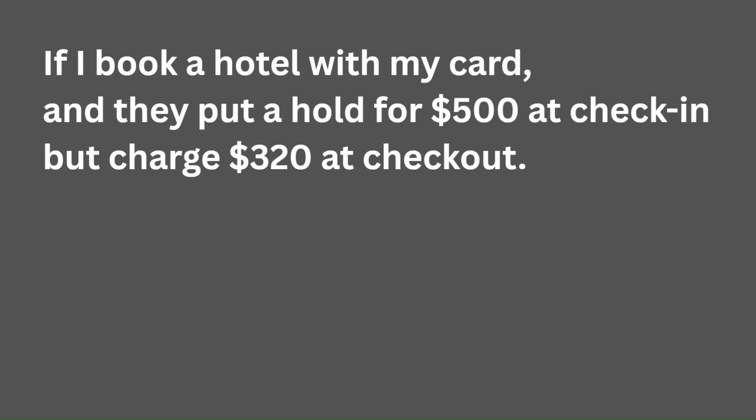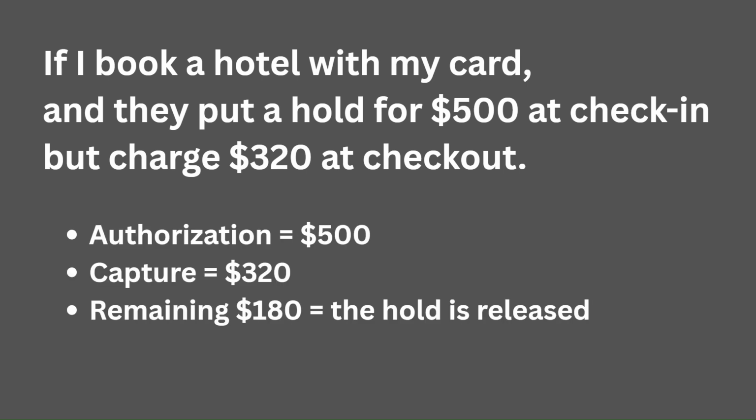Now here is another scenario. Say I book a hotel with my card and they put a hold of $500 at check-in, but I get charged $320 at checkout. So try to understand what is the hold amount, what is the authorization amount, what is the captured amount. In this scenario, authorization was done for $500 because this amount was locked. But at checkout time, you can see the payment was done for $320. So that is the captured amount. The remaining $180 is the hold that will be released at checkout time. So that is how authorization and capture works.